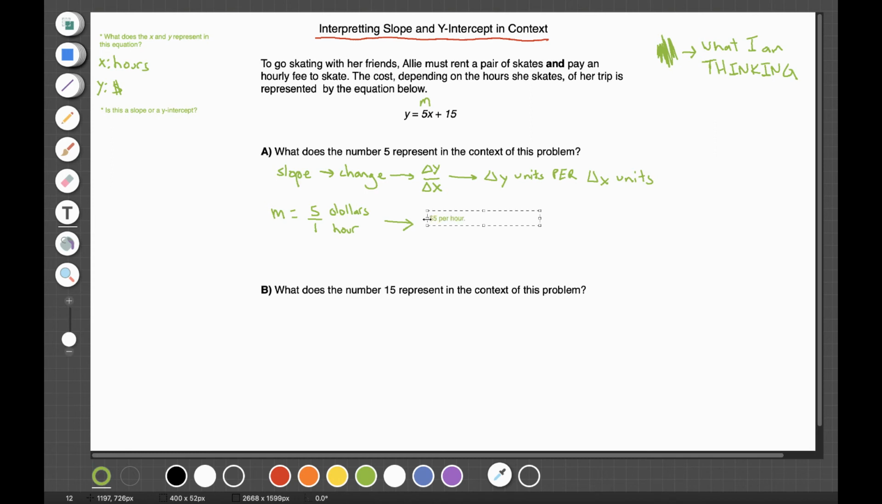What does that mean in the context of this problem? So $5 per hour, what does that mean in the context of this problem? Well, there's an hourly fee to skate, and there's a cost to rent a pair of skates. There's two different costs. Which one is the changing? Well, it's the hourly fee to skate. The hourly fee, that's what's important here. It's a cost per hour. So it's $5 per hour, so that is the hourly fee.